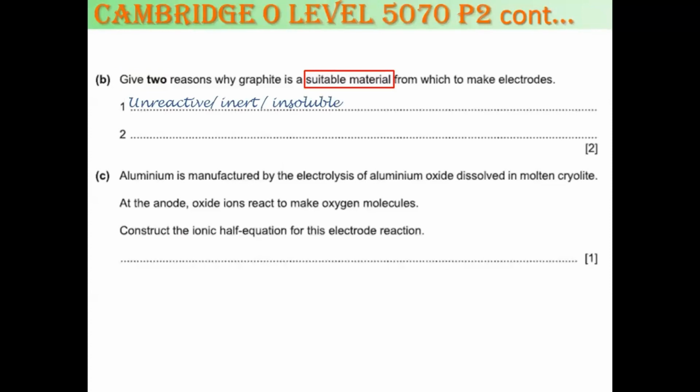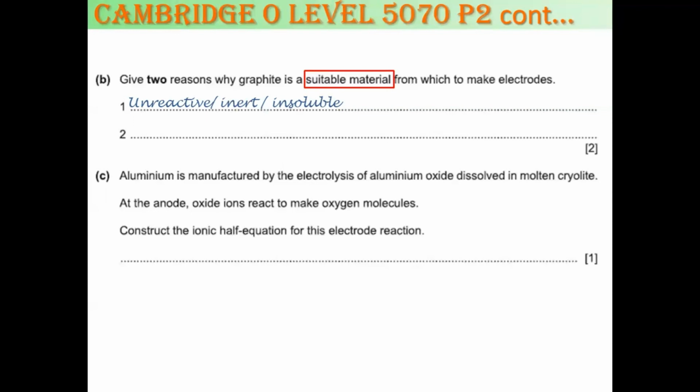The first part is that the graphite is unreactive, which is exactly the same thing as saying it is inert, which means in this context, the same thing as saying insoluble. So if you give 2 of these as 1 and 2, you will only get 1 mark. For instance, if the first one is unreactive and the second one is insoluble, the only mark that you get there is 1 because you're repeating the same point.